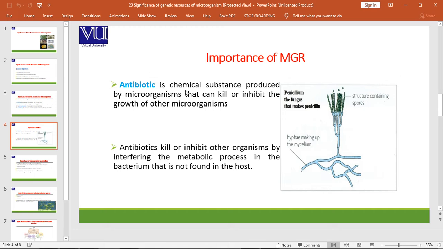An antibiotic is a chemical substance produced by microorganisms that can kill or inhibit the growth of other microorganisms. Antibiotics kill or inhibit other microorganisms by interfering with a metabolic process in the bacterium that is not found in the host.